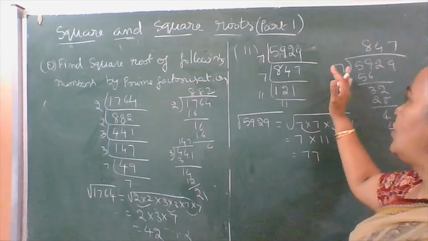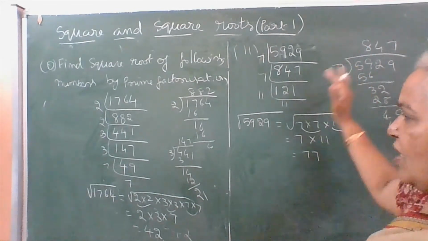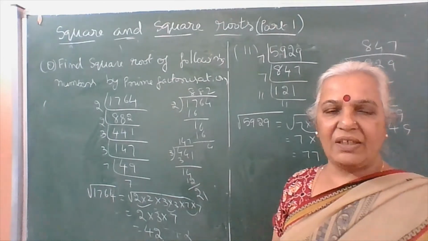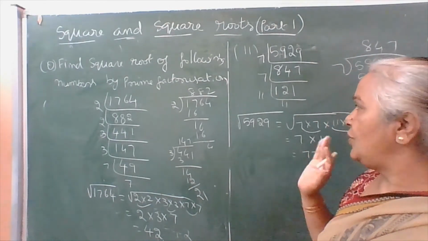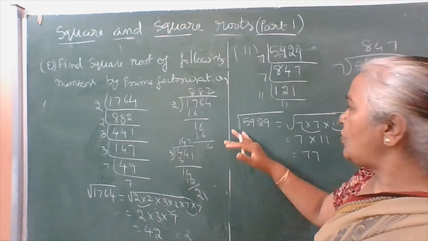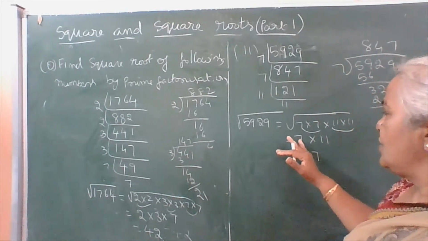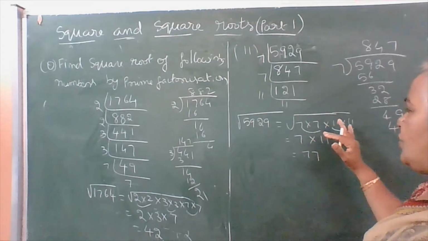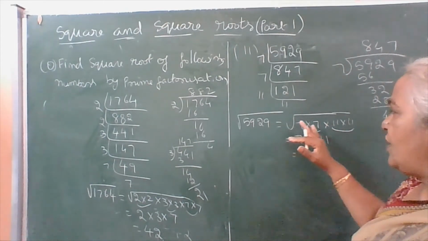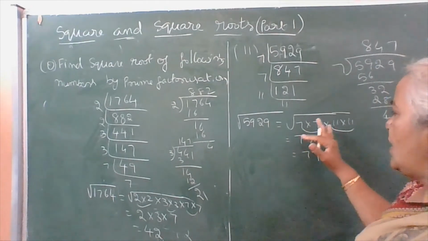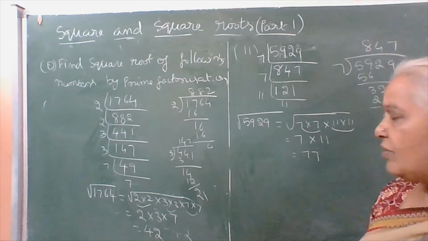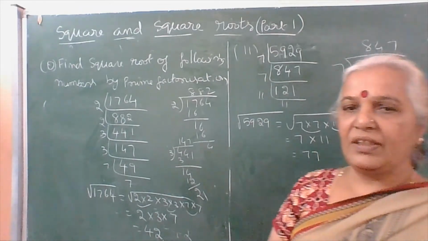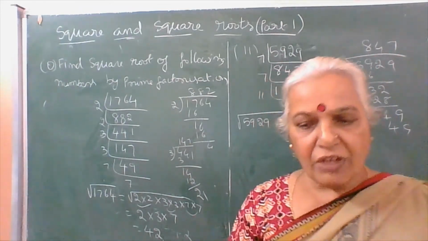You can check in the working column by dividing it, and if you can divide in the mind straight away, you can do it. And then the square root of 5929, you got 7 into 7, 11 into 11 as the factors. Instead of 2 7s you are writing 1 7, and instead of 2 11s you are writing 1 11. 7 11s are 77. And this is one of the methods.